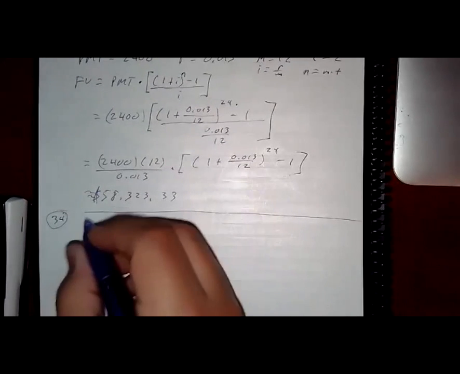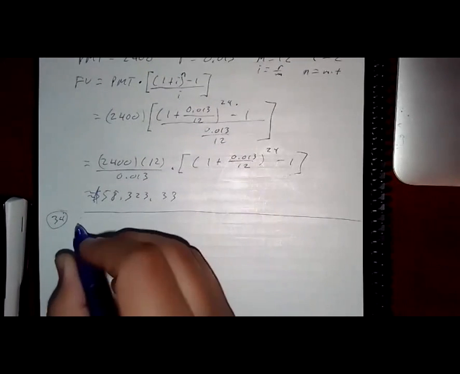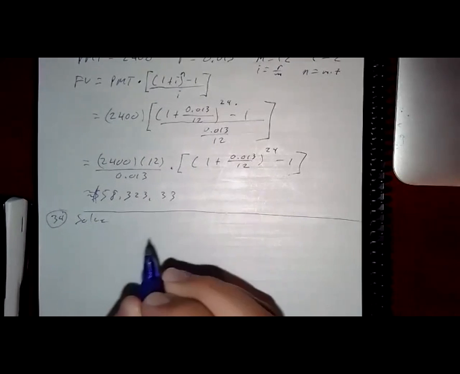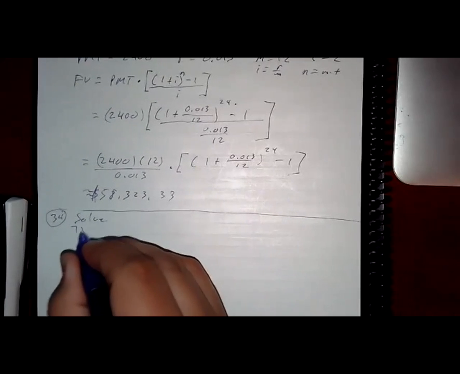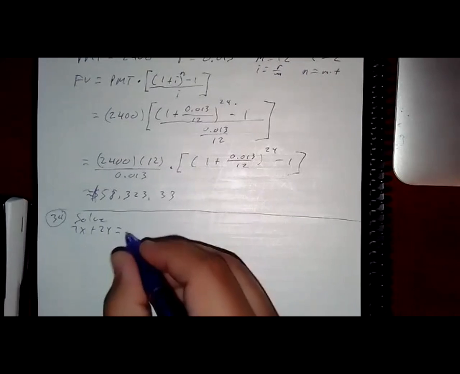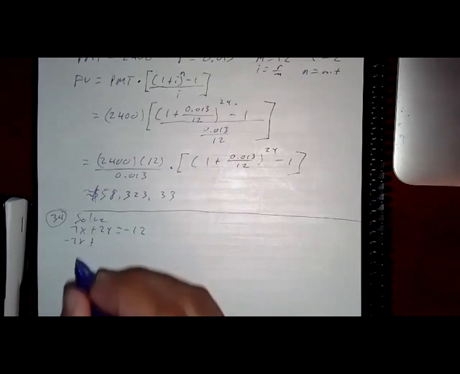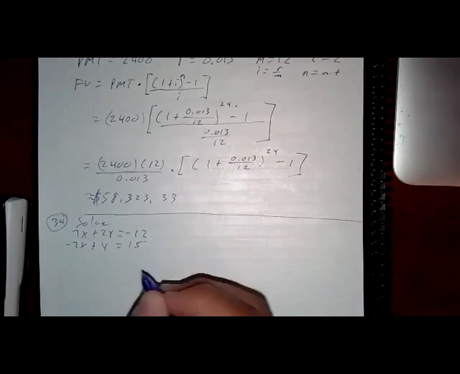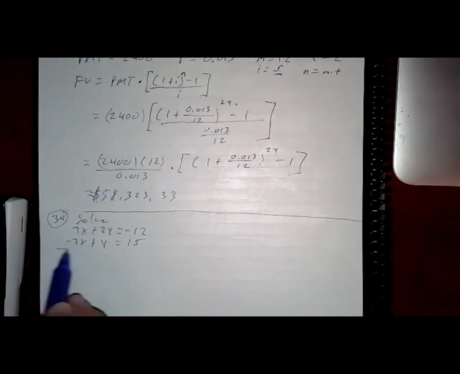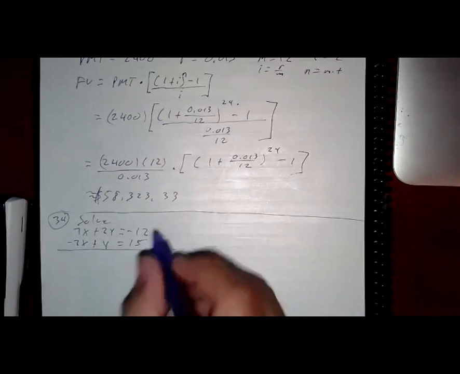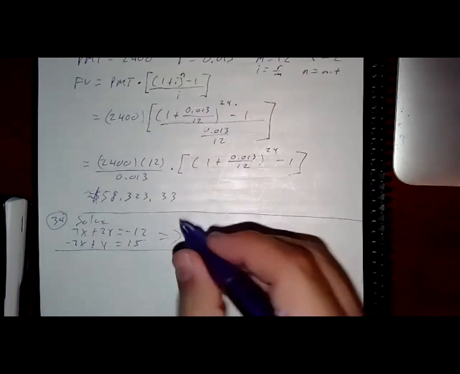So 34, it says use elimination, but we're going to ignore that and just solve it. It says 7x plus 2y is equal to negative 12, and negative 7x plus y is 15. Add them together. Oh, I'm sorry, we're going to ignore that.